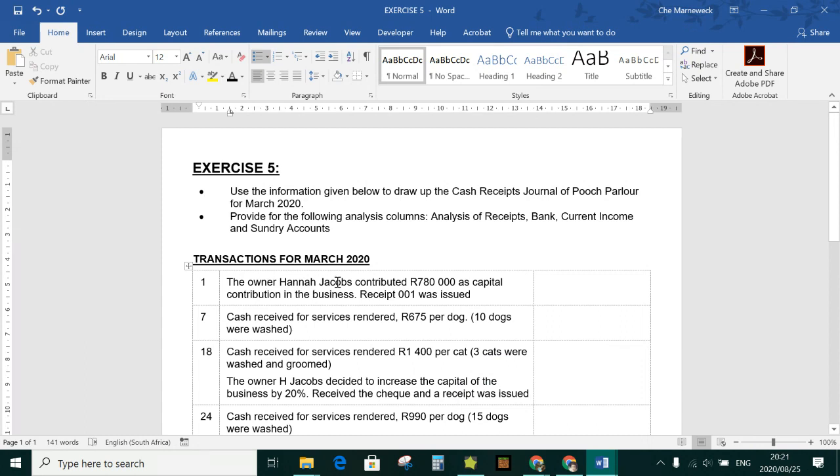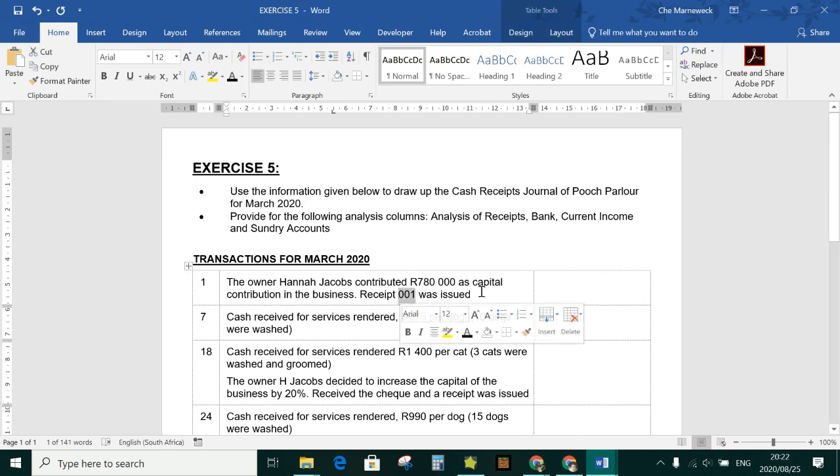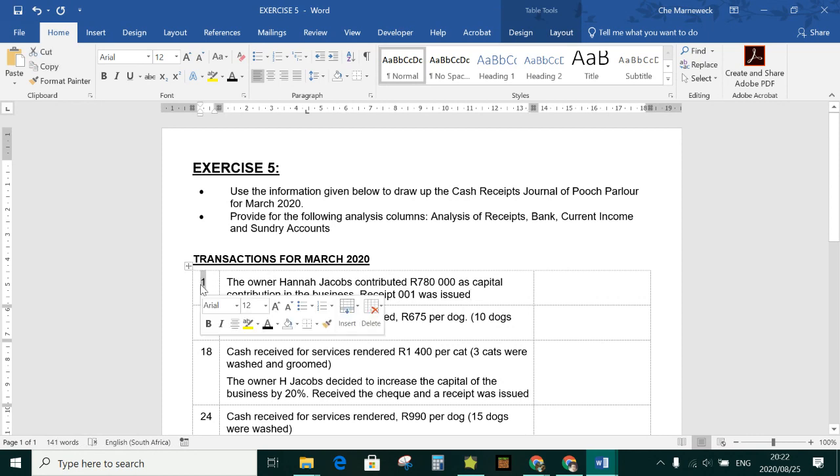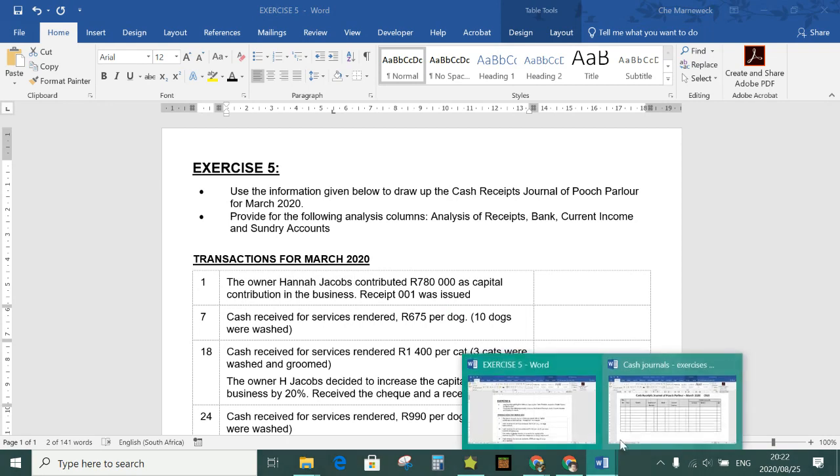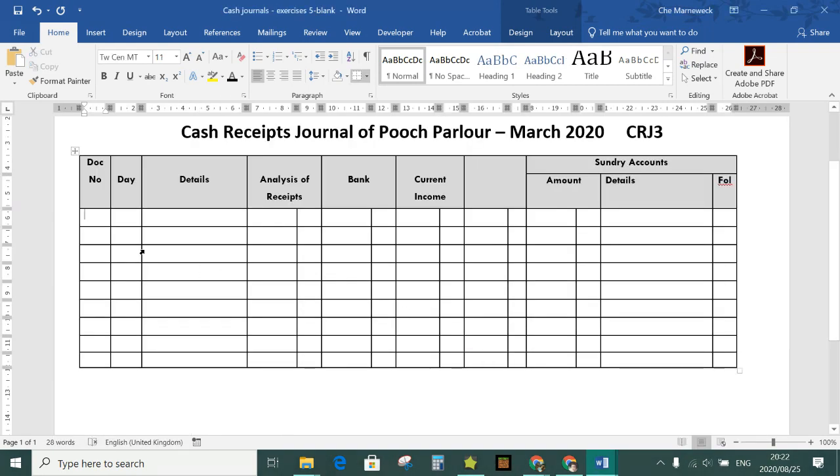The owner, Hannah Jacobs, contributed 780,000 Rand as capital contribution in the business. Receipt 001 was issued. So we can see our doc number 001. We can see day 1. We can see who's giving us the money, Hannah Jacobs. So we can start to fill that in.